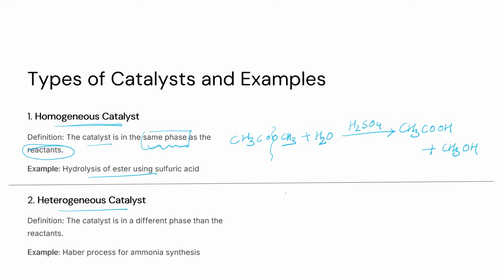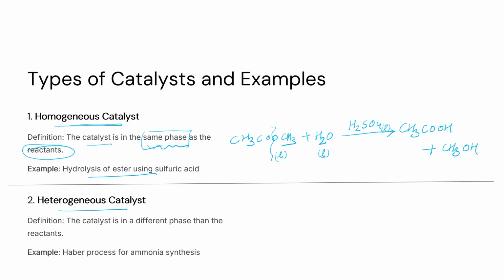In this particular case, if you look carefully, your methyl acetate is in the liquid state, your water is anyways aqueous, it is in the liquid state, and your sulfuric acid is also in the liquid state. The physical state of all the reactants and the catalyst is the same, so sulfuric acid is referred to as a homogeneous catalyst for this particular reaction system.